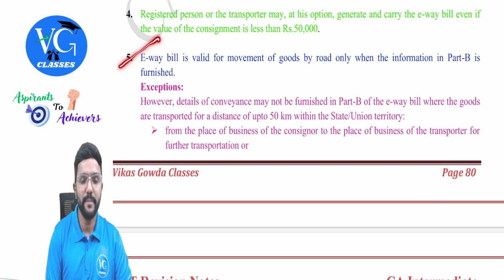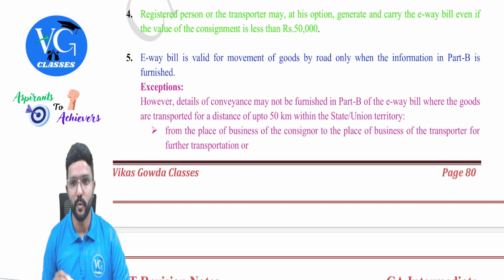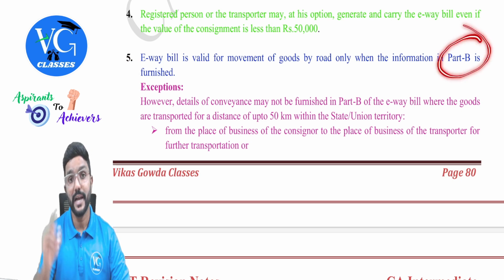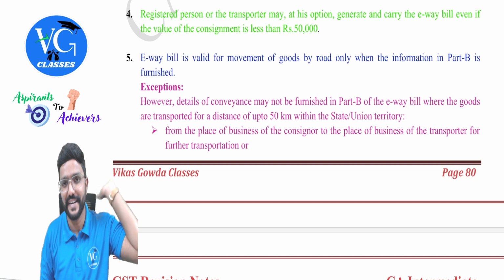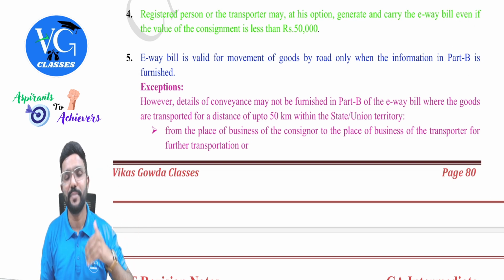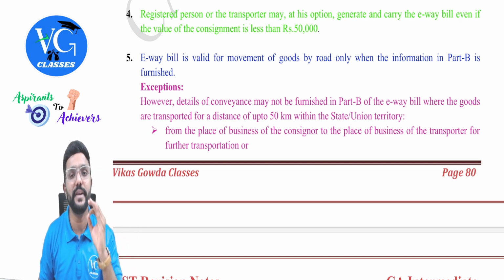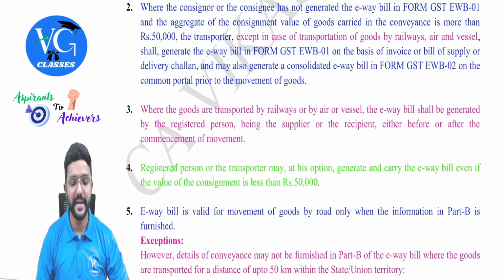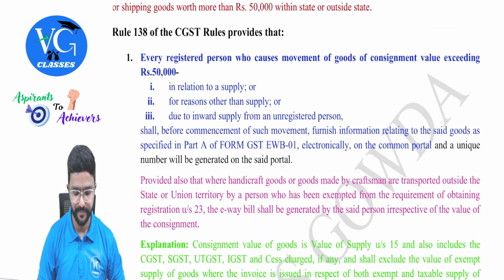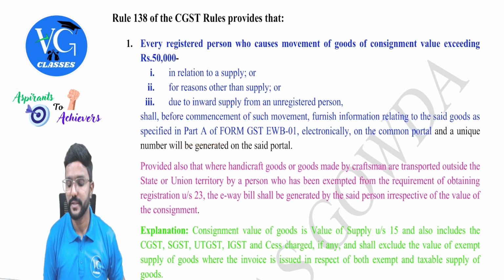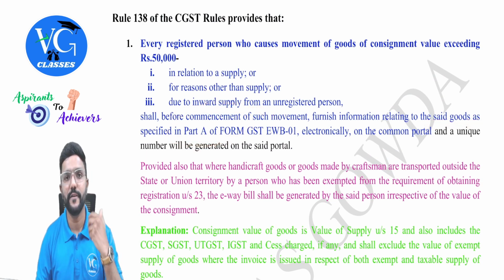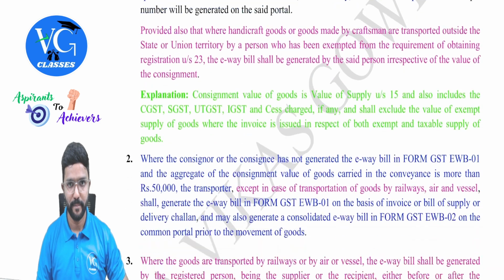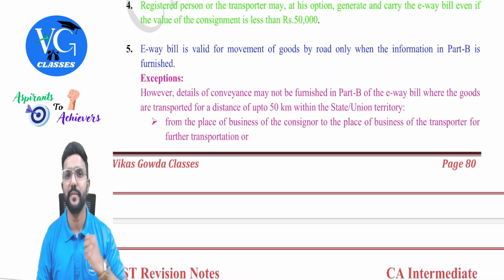An e-way bill is valid for the movement of goods by road only when the information in Part B is furnished. Sir, in Part B, guys, Part A is what details? Goods details. We already discussed. Yes, sir. Now, once Part A details are given, within 15 days Part B details have to be updated. Part A is goods details. Now, within 15 days, the vehicle details have to be updated in Part B. Part B is all about vehicle details along with vehicle numbers.